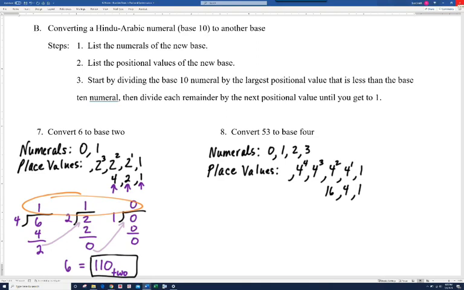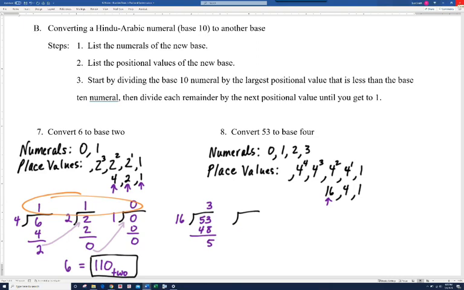So again, we're going to divide by the largest positional value that's less than our base 10 number. So in this case, that would be 16. So we're going to take 53 and divide by 16, the first positional value we're going to divide by. And when we do that, let's see, 2 times 16 is 32, 3 times 16 is 48, so that's going to be the 1. So we get 48, and when we subtract, we get 5.